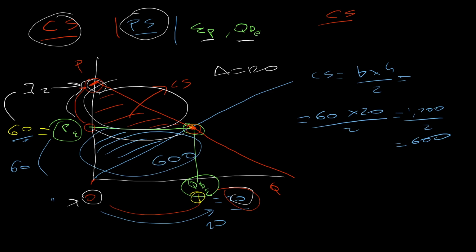This is how you calculate the price in equilibrium, the quantity in equilibrium, the consumer surplus area, and the producer surplus area.